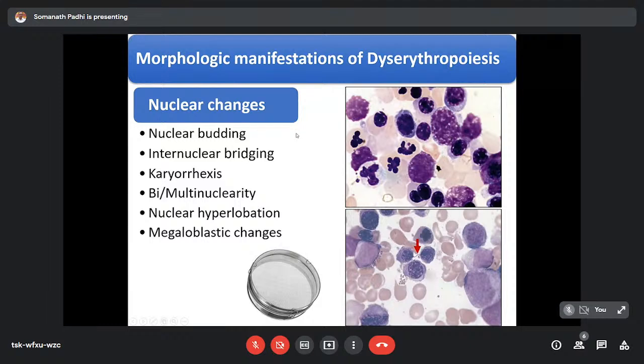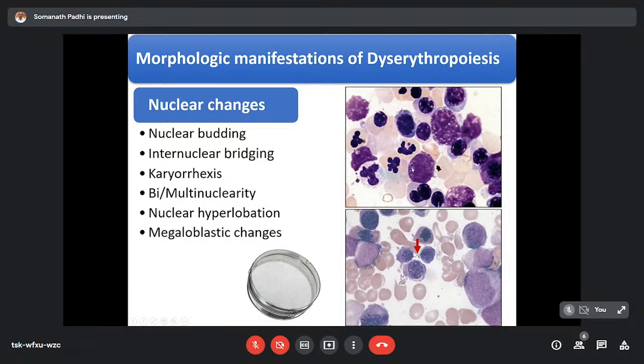Of course, there are many features which I have not mentioned here. The first is the presence of microcytosis, macrocytes, basophilic stippling, and Howell-Jolly bodies, and all these features in the peripheral blood, along with pseudo-Pelger-Huet type neutrophils, neutrophil hypogranularity or coarse granularity, giant platelets, or dysgranulopoiesis in the platelets. These are all features of dysplasia in the peripheral blood.